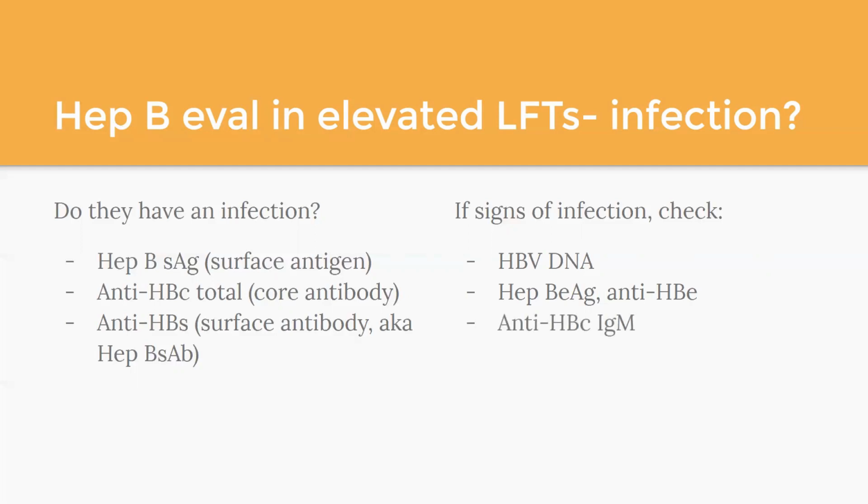The other thing you want to think about if you haven't ordered it already is the anti-HBC IgM, which is the core antibody IgM, the first pass of an acute infection to the core antigen, right? To the core antibody. And then this is going a little bit more into Hep B management, which I'm not getting super into in this video: ordering a Hep C antibody and an HIV antibody, because those co-infections are really influential in the Hep B management.